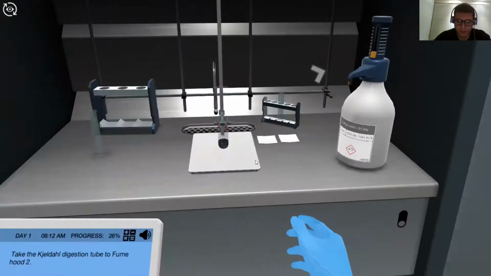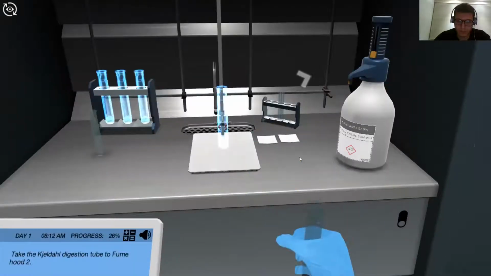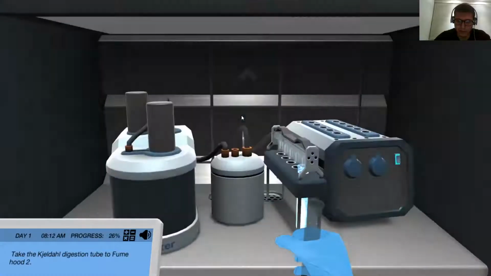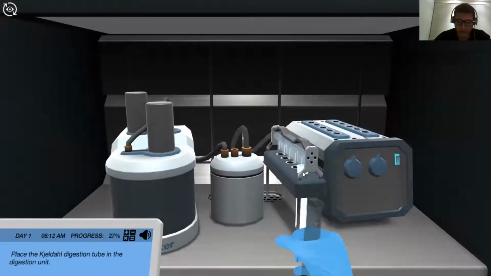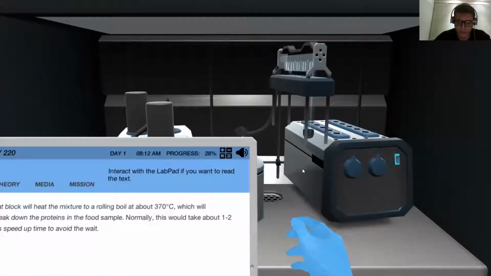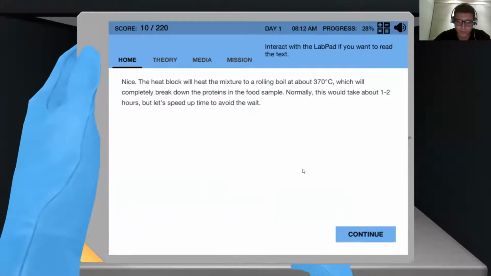Take the Kjeldahl digestion tube to fume hood 2. Place the Kjeldahl digestion tube in the digestion unit. Nice. The heat block will heat the mixture to a rolling boil at about 370 degrees Celsius, which will completely break down the proteins in the food sample. Normally, this would take about 1 to 2 hours, but let's speed up time to avoid the wait.